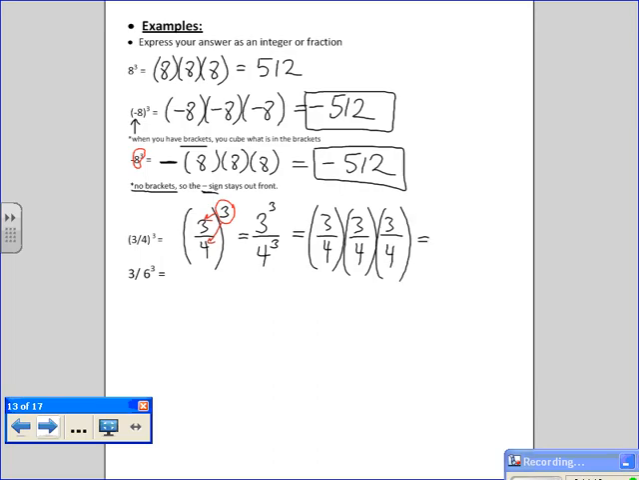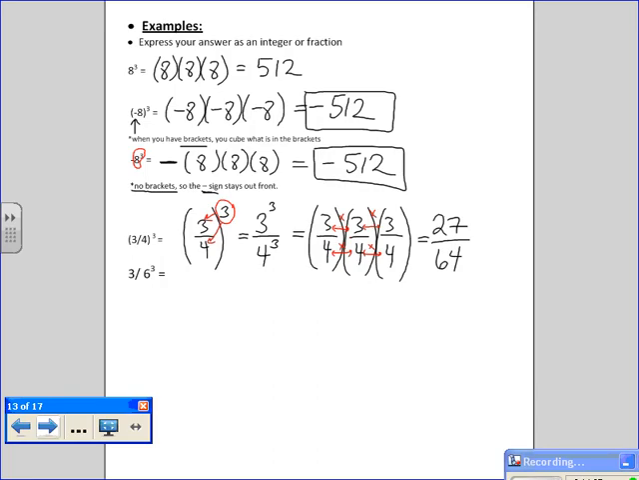Okay, and I have fractions, multiplying fractions. Remember what we said, we multiply the tops, and we multiply the bottoms. So on the top I have 3 times 3 times 3. Well, 3 times 3 is 9, 9 times 3 is 27. And on the bottom I have 4 times 4, which is 16, and 16 times 4, which is 64.